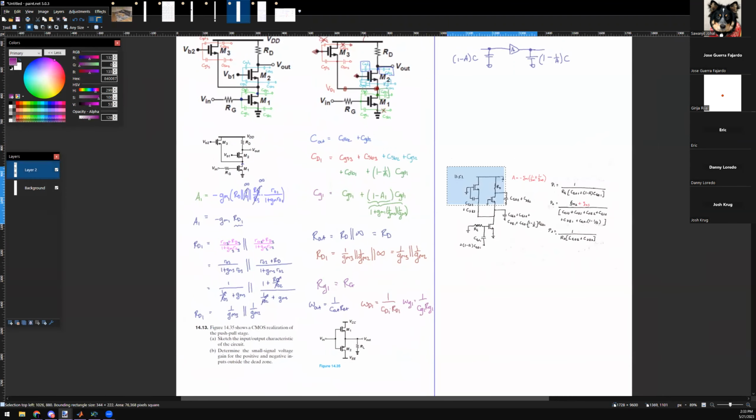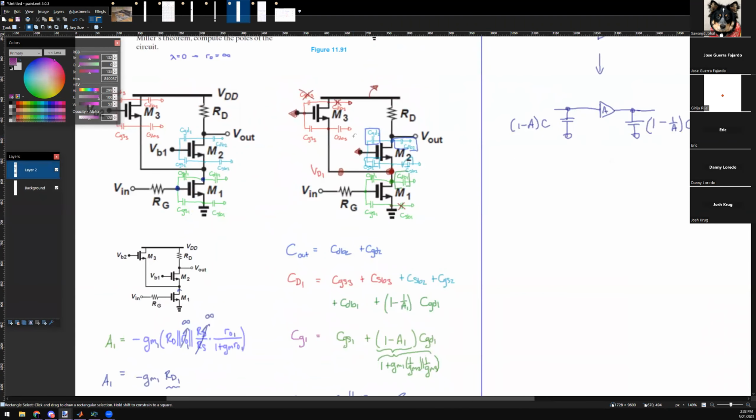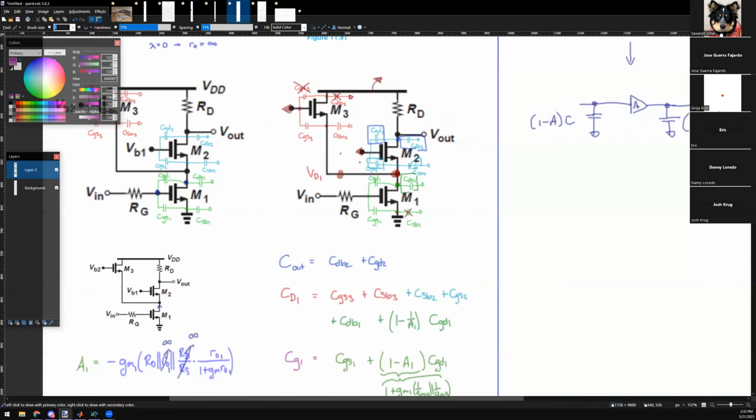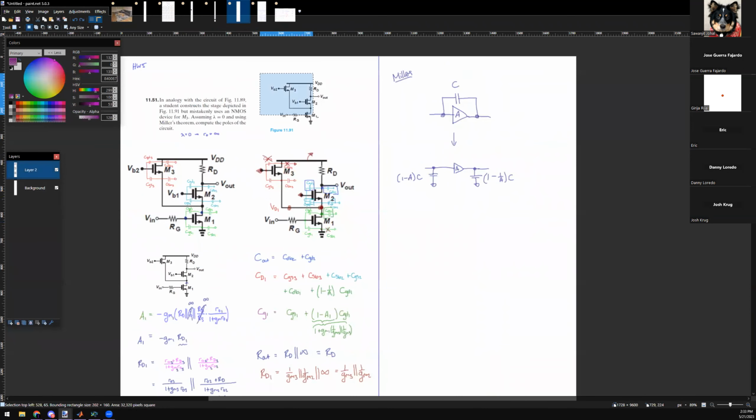Now, the follow-up question was, what is the gain of the circuit? Wait, do you want the high frequency gain? Sorry, are you looking for the DC gain, or you're looking for its actual transfer function? DC gain. Oh, the DC gain. Then let me do this really quickly on the side. Is that okay? Okay.